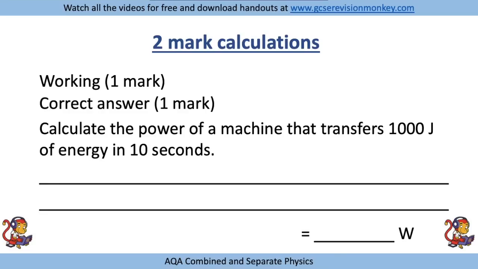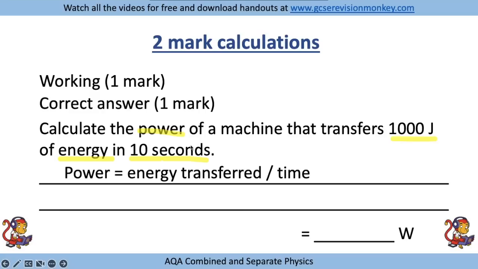It says calculate the power of a machine that transfers 1000 joules of energy in 10 seconds. So you can use a highlighter in the exam to highlight the question. And you've already written down your equation, but if not, you know you're looking for the one with power, energy and time. So you need to write down the equation that you're using, power equals energy transferred over time. Put the numbers into the equation, so power is equal to 1000 divided by 10, and then write your answer on the answer line.